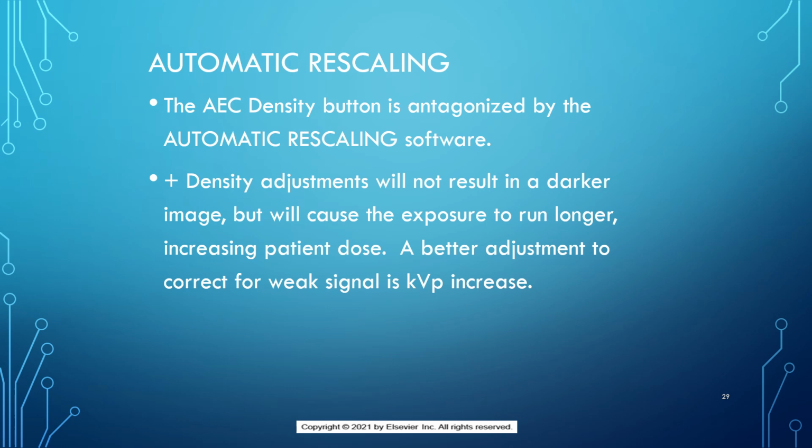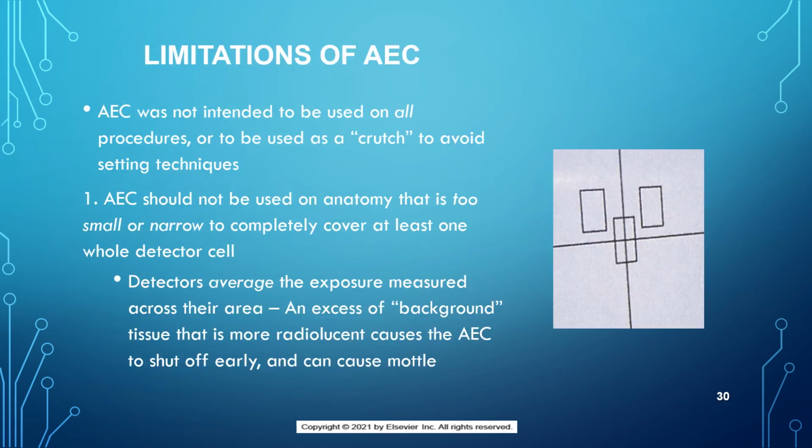So again, I've already explained it all, but density plus adjustments only cause exposures to run longer, increasing patient dose. Density minus adjustments terminate the exposure prematurely, and then you're risking underexposure and the presence of quantum mottle. Okay. And so again, that's how the density buttons work. They adjust the sensitivity of the ion chamber, but you really shouldn't be using them because the software is going to try to correct your changes.